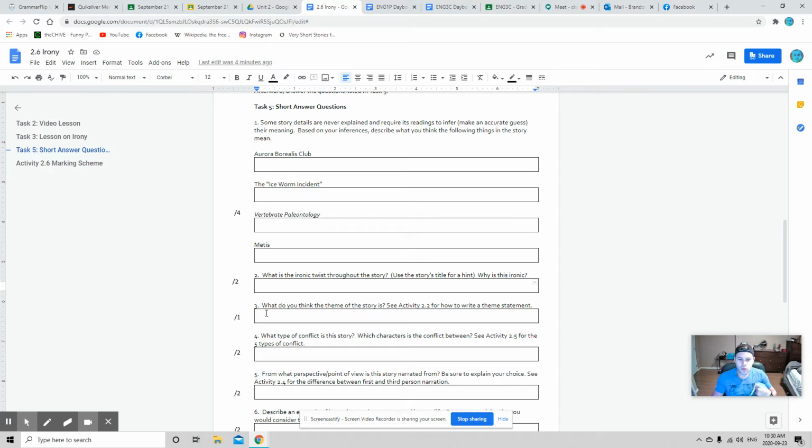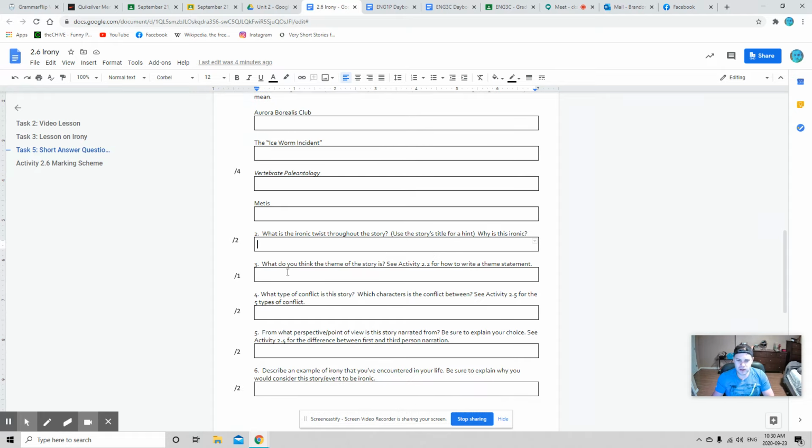Number 3, what do you think the theme of the story is? So what is the main idea or lesson the author is trying to teach his readers? And you can see activity 2.2 for how to write a theme statement. What type of conflict is the story? And to answer that question, you'll need to read the whole story. And which characters is the conflict between? So see yesterday's lesson for the 5 types of conflict.